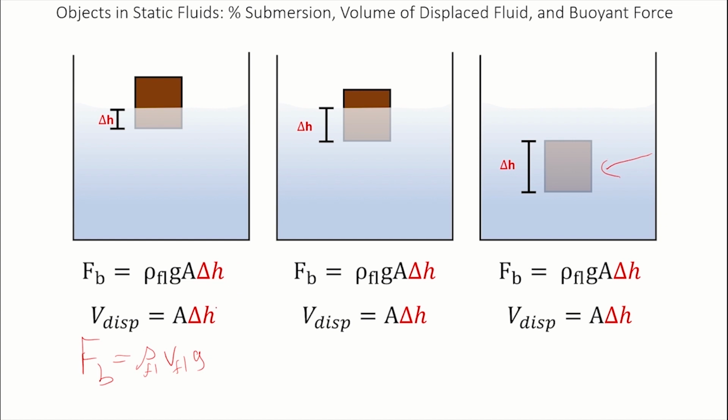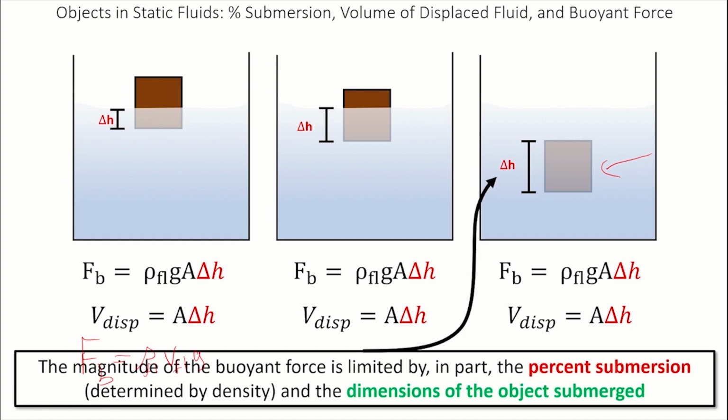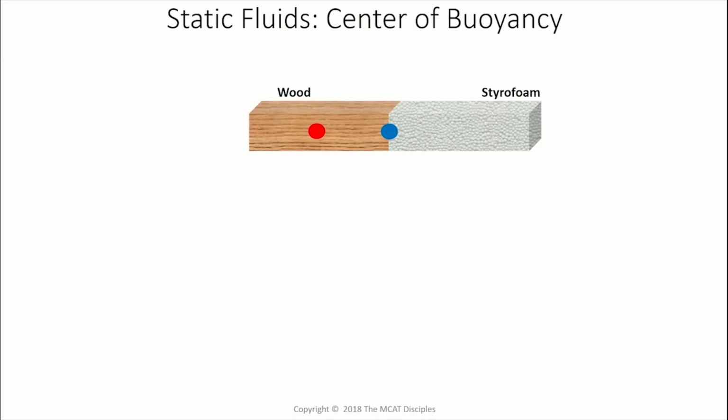I think you should look at this figure and try to understand that. The magnitude of the buoyant force is limited, in part, by the percent submersion, determined by density and the dimension of the object submerged. All these are really determined by density, not just the percent submersion, because the density is determined by, well, the dimension of the object. Anyway, there's another term that we have to deal with, which is center of buoyancy.